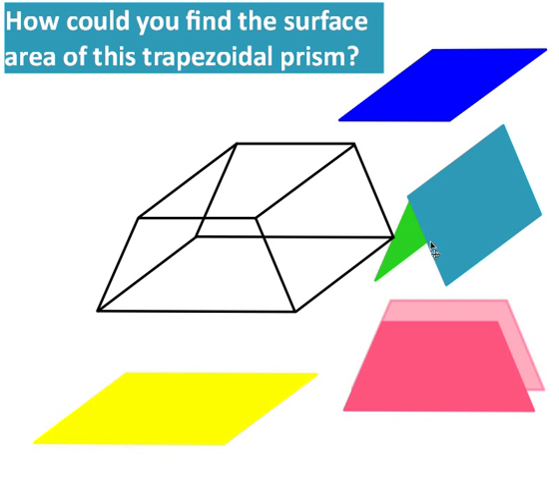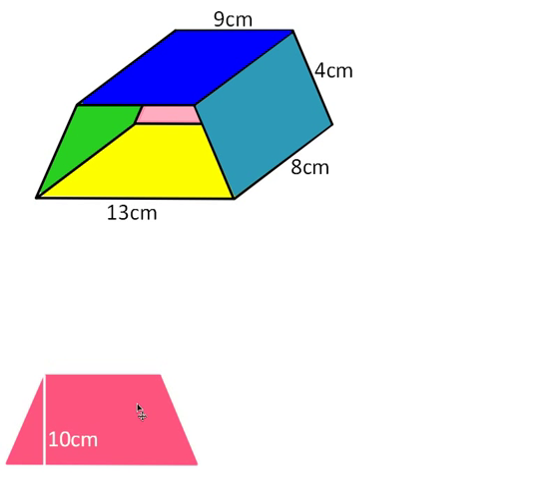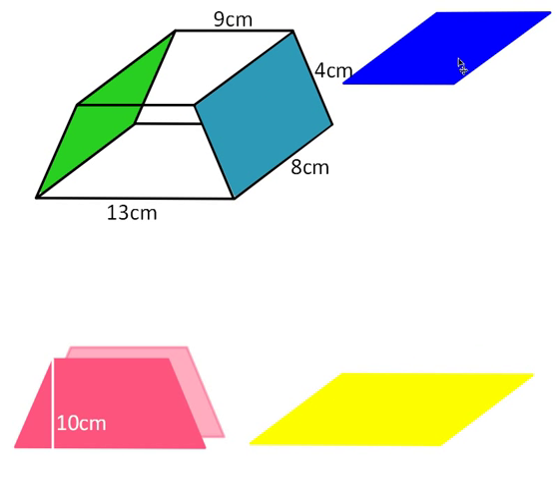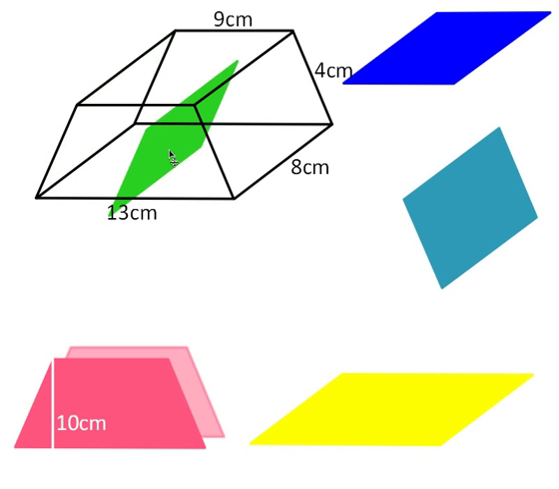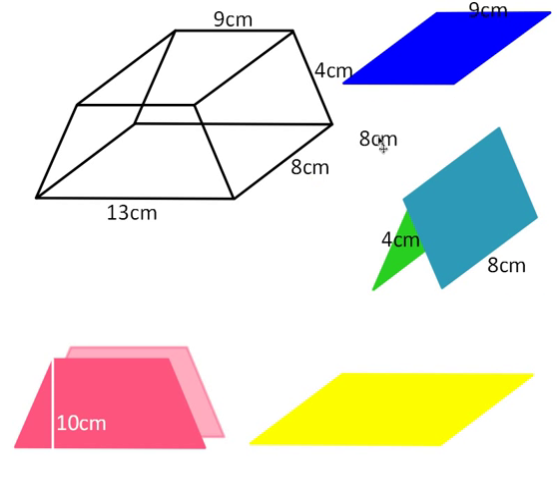Let's have a look at the dimensions though for this example. Right, so 2 matching trapeziums, 1 rectangle, another rectangle, and 2 matching rectangles. So these rectangles have a length of 4 and a width of 8. This one on the top measures 9 along one edge and 8 along the other edge.